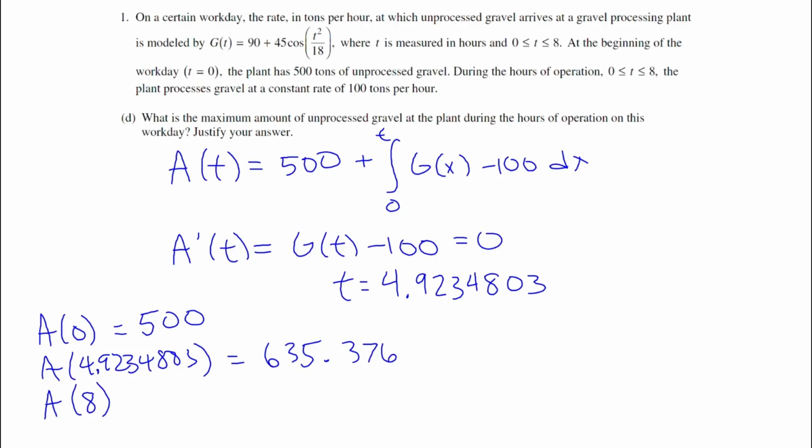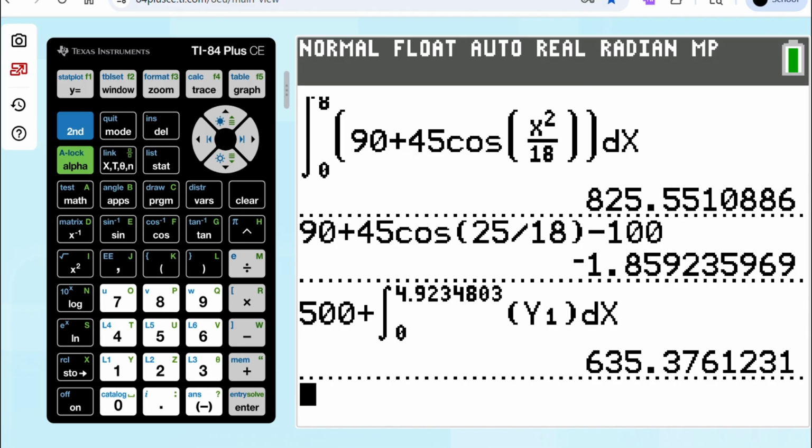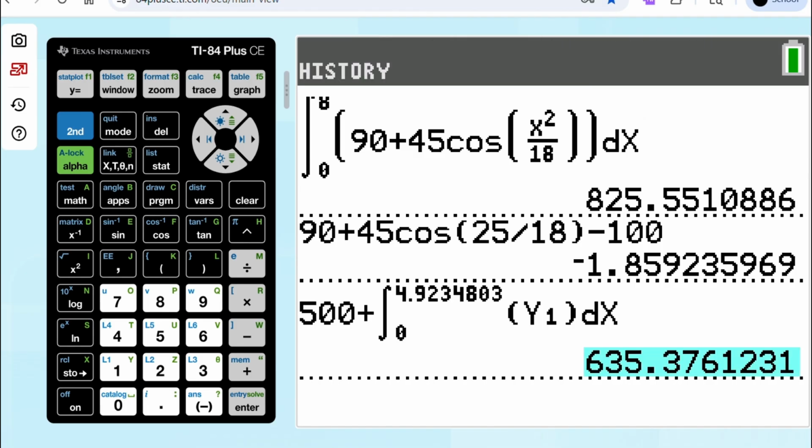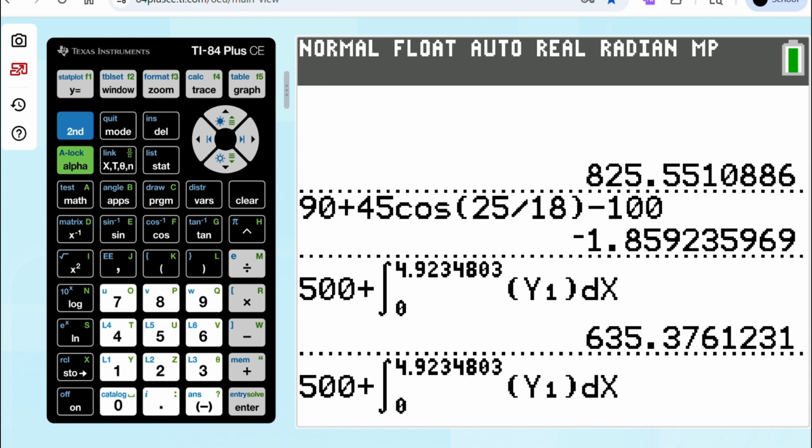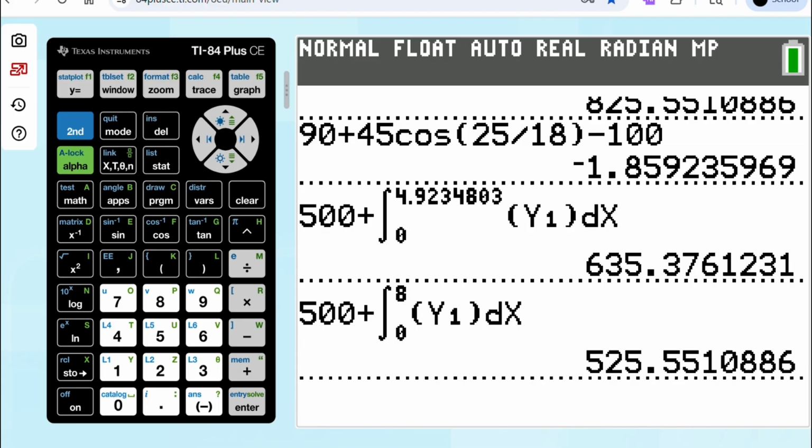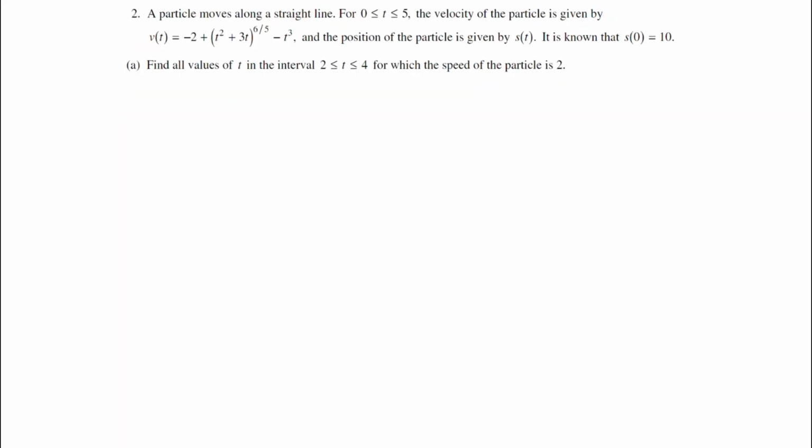And then we can do the same thing again at 8. But what I'm going to do is I'm not going to bother to retype it all. I'm just going to go up and highlight that and hit enter. It brings it all the way back down. It has everything I want exactly the same, except what I want was I want to have an 8 up there in my upper limit rather than that 4.9 number. So we just change that to an 8, hit enter, and we get 525.551.